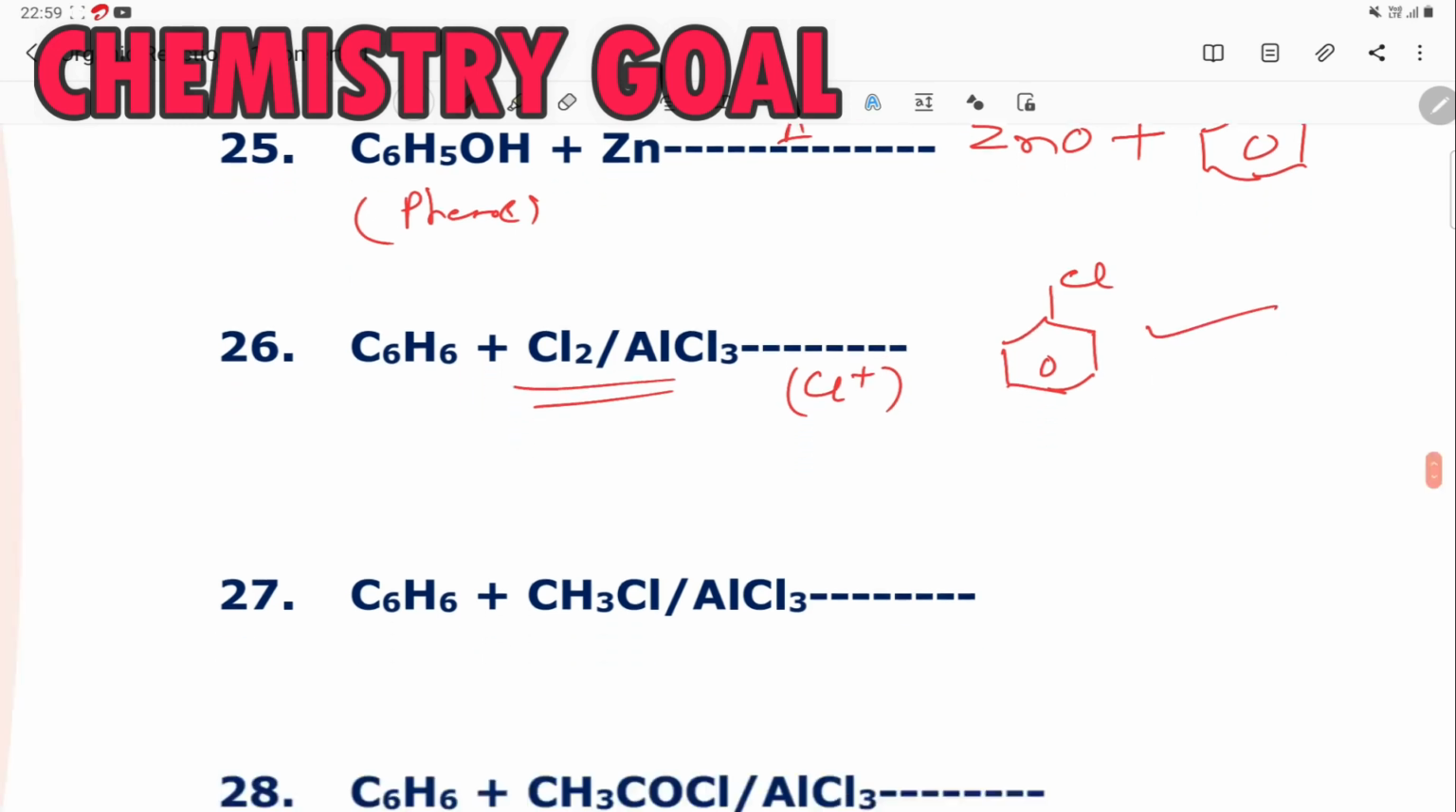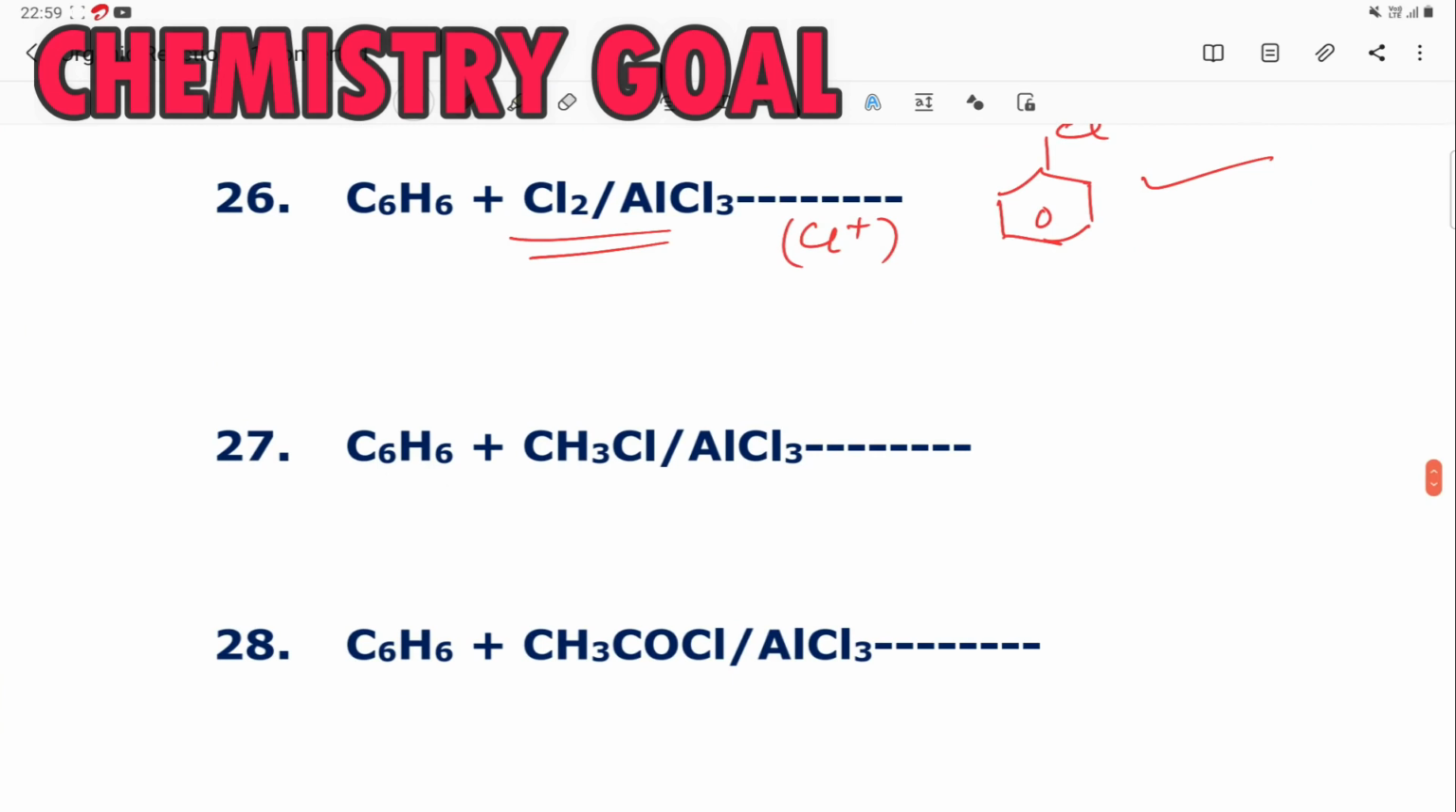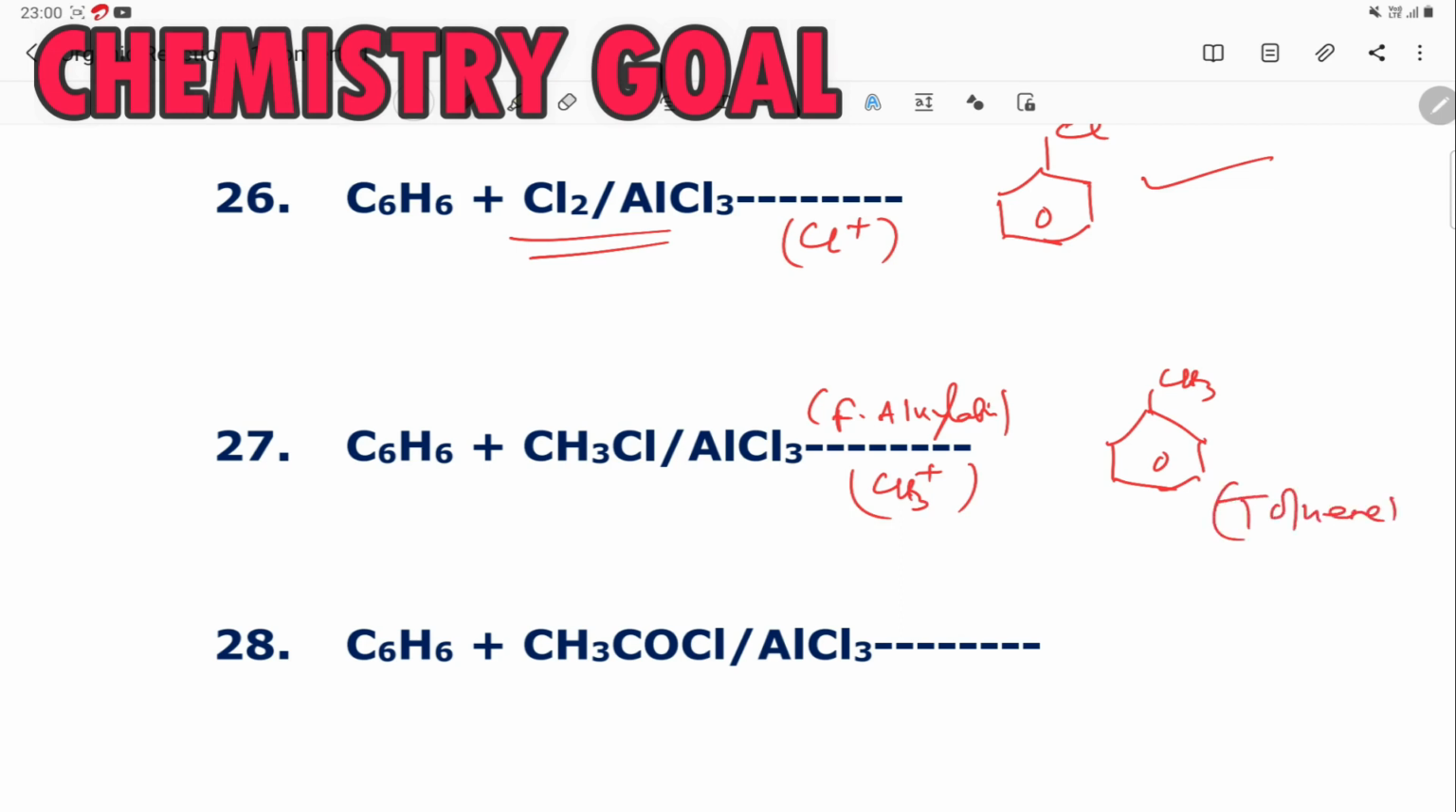Okay. Similarly, when benzene reacts with chloromethane and aluminum chloride, this reaction is called Friedel-Crafts alkylation. Here the electrophile is CH3+ attacking the benzene, and the product is called toluene. This is also Friedel-Crafts alkylation.